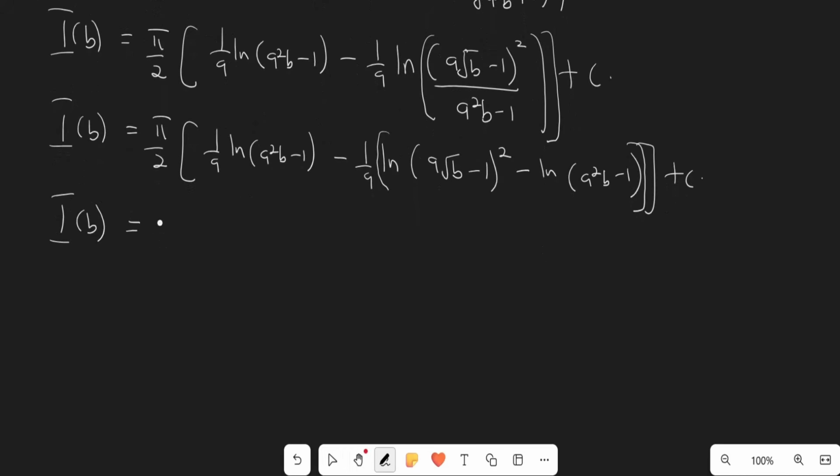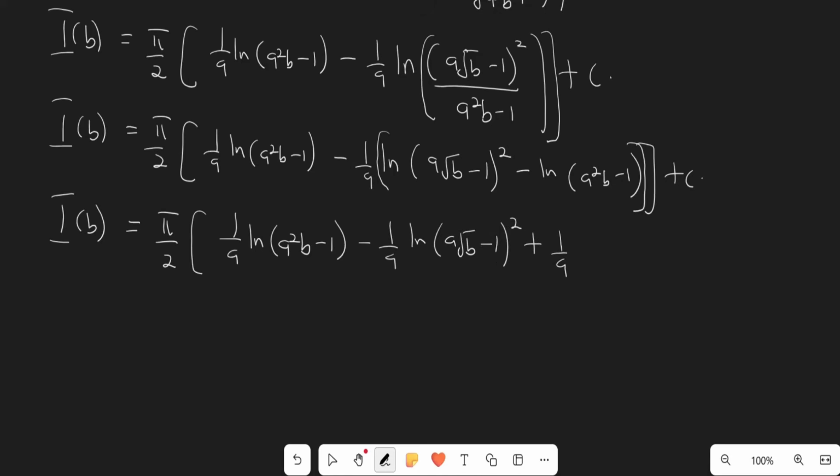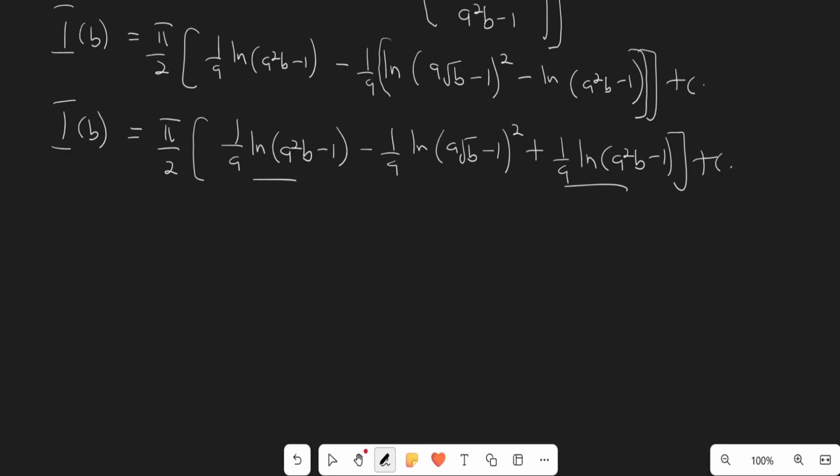So I of b is equal to pi over 2, and then 1 over a, the ln of a squared b minus 1, minus 1 over a, and then the ln of a square root of b minus 1, like this. This is squared, and then plus 1 over a, because negative times negative gives plus 1 over a, the ln of a squared b minus 1, plus the constant of integration. Now we see that this and this are the same, so we can combine them.